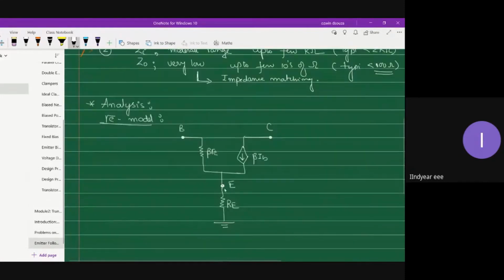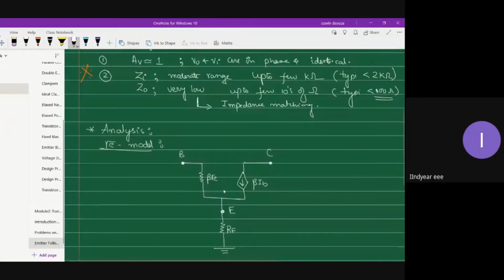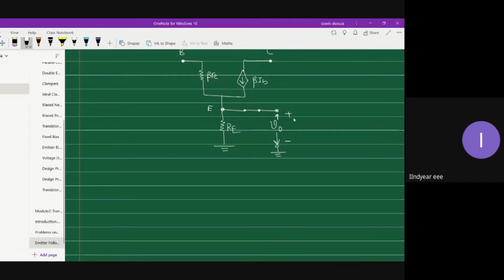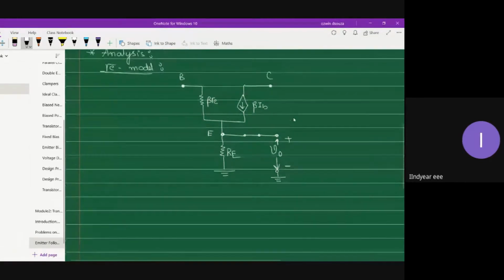So what you have is, this is RE. What I'll do, I will just write this emitter on the other side. So this is what I have done. And this is where I observe my output, from the emitter terminal to ground terminal, minus, plus. So that will be on the output side.